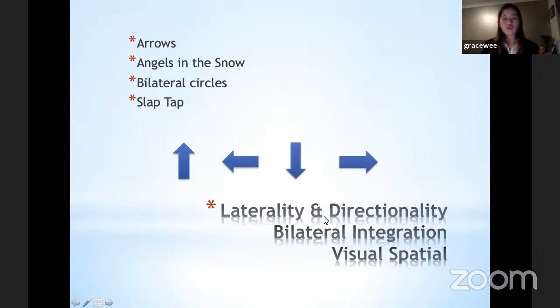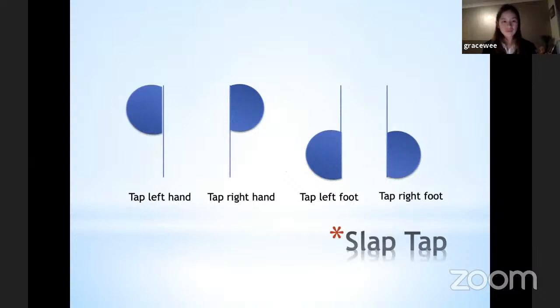Another example of bilateral integration, we give them a game called Slap Tap, which is another body movement game. And that would actually help them, especially kids who are reversing, okay, or have difficulty knowing the B's, D's, P's, and Q's. So let me further elaborate on Slap Tap. So this is an example of Slap Tap, guys. So imagine the line here is the middle of the body, okay? So if they see a symbol which is on the top part and is curving to the left side, they've got to tap their left arm.